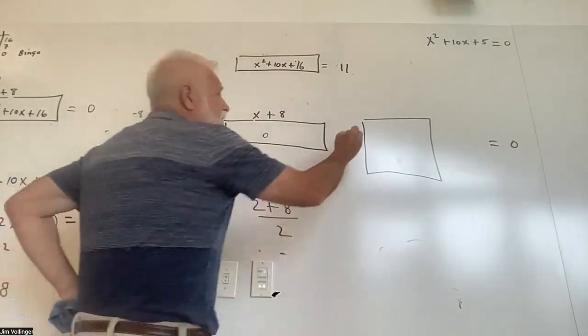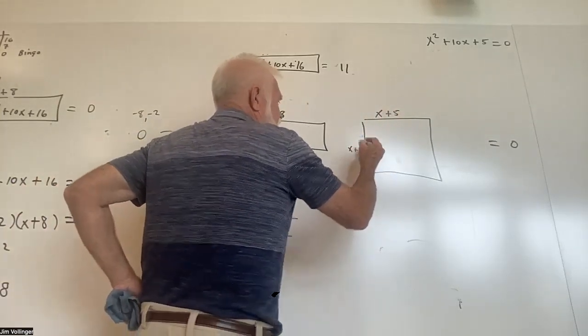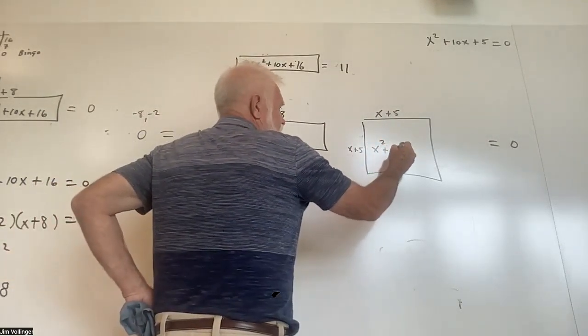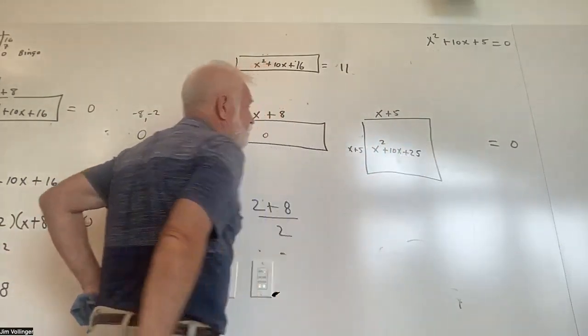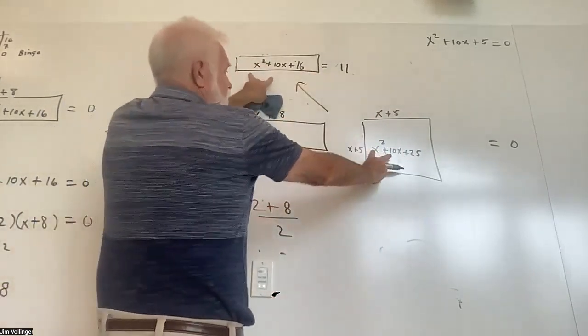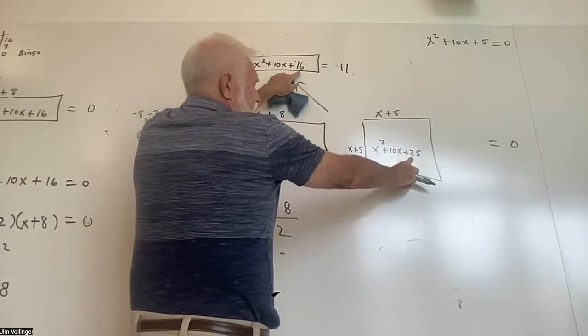Oh, let's make it 5. x plus 5, x plus 5. And we know what that is. That's x squared plus 10x plus 25. That's pretty darn close to this. I got the first two terms. But 25 has got to be what? 16.